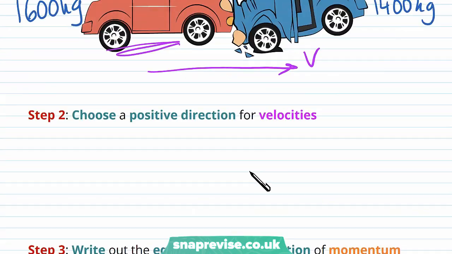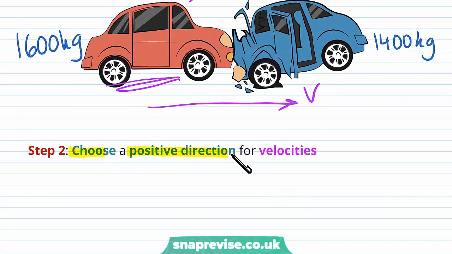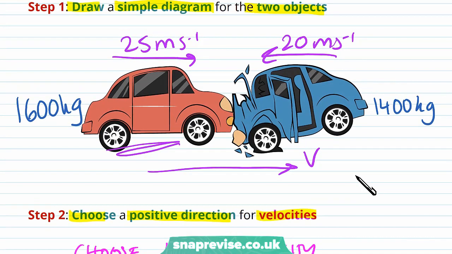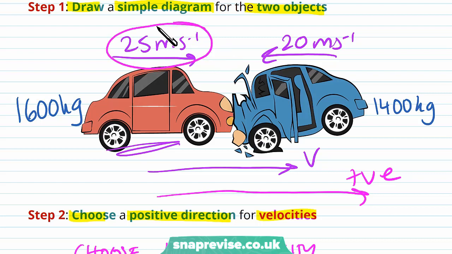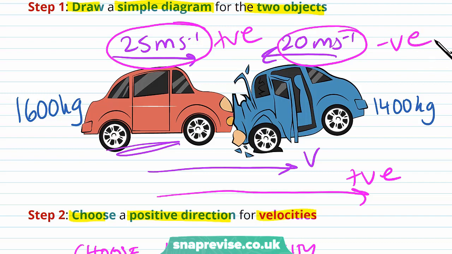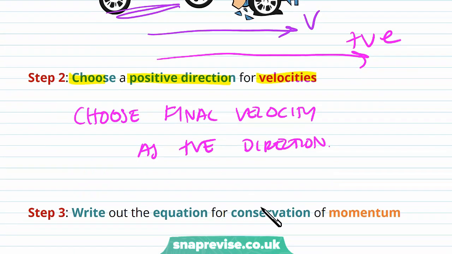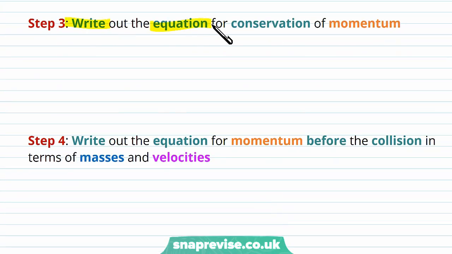Our second step is to choose a positive direction for velocities. So we're going to choose the final velocity as the positive direction. So we can therefore draw this onto our diagram. So our positive direction is this one here. So this means that this velocity here is positive and this velocity here is negative because it's moving in the opposite direction. Step 3 is to write out the equation for conservation of momentum.